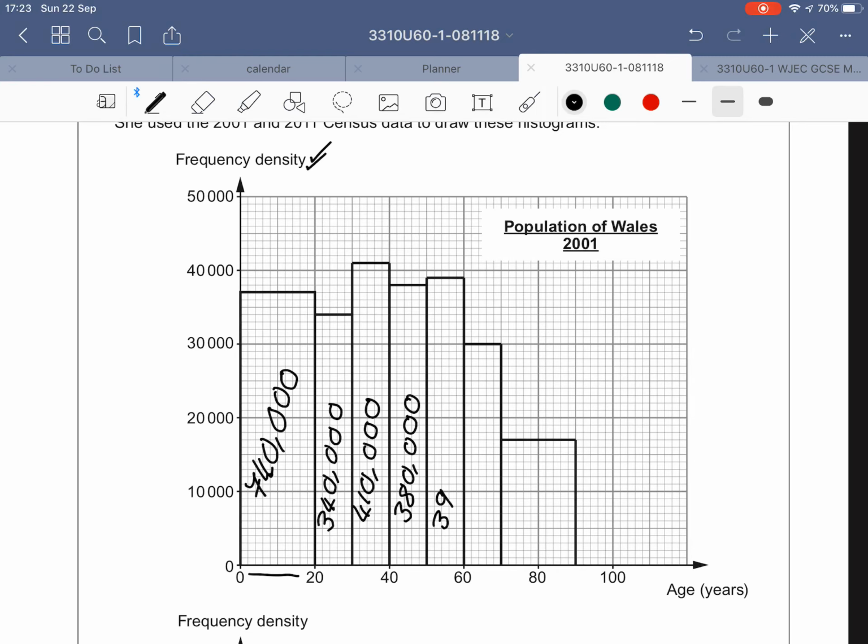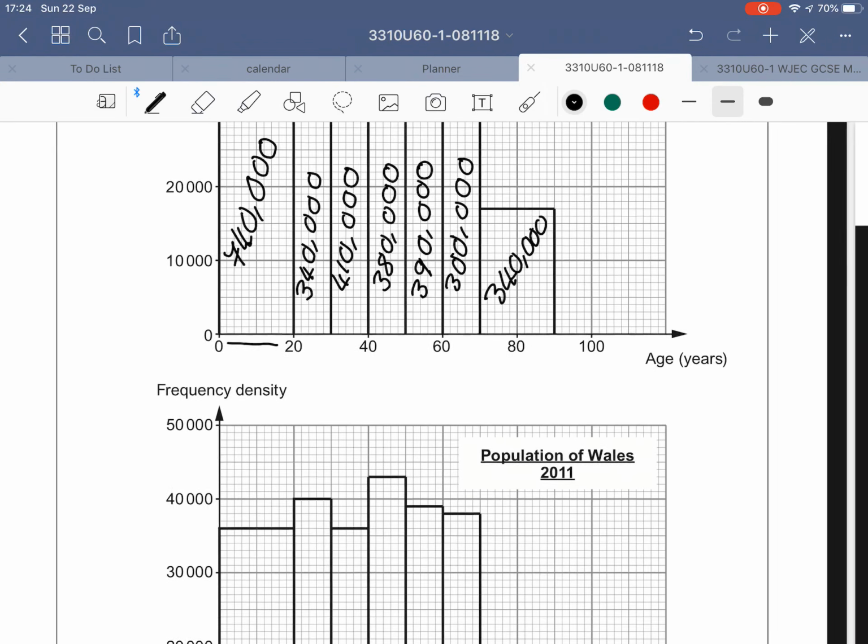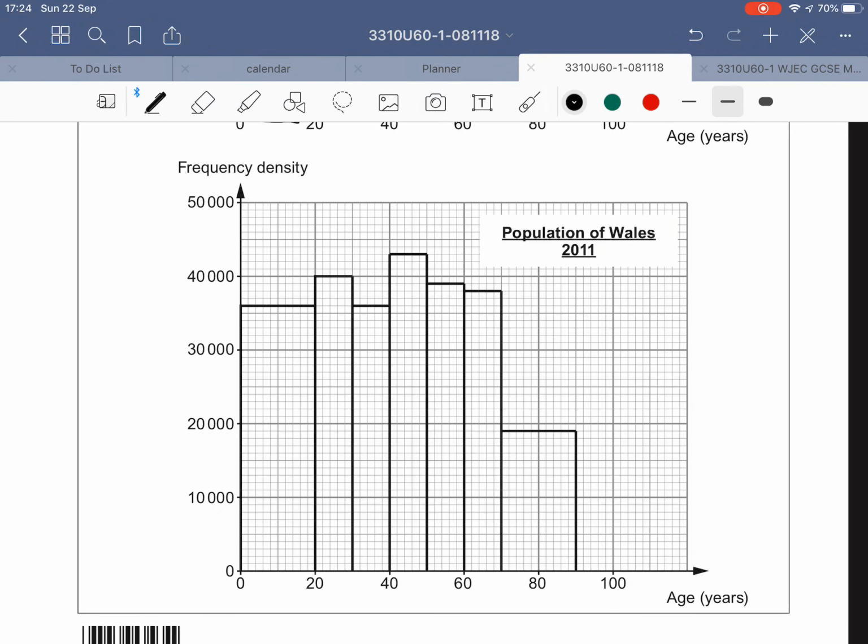And that goes up to 39. Then this one's 300. And this one goes up to 17, so 3, 4. So this will save me lots of time when I do my questions. I might not even need all the numbers, but it is good to know. They might ask you what's the total population, which you would just add them all up. So this gives us our frequency.